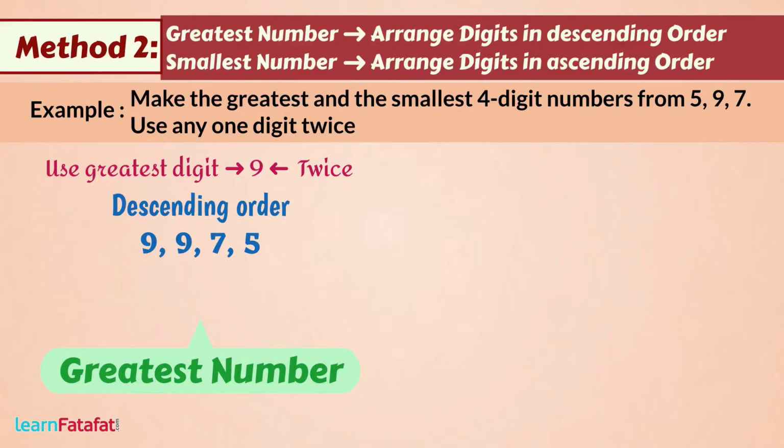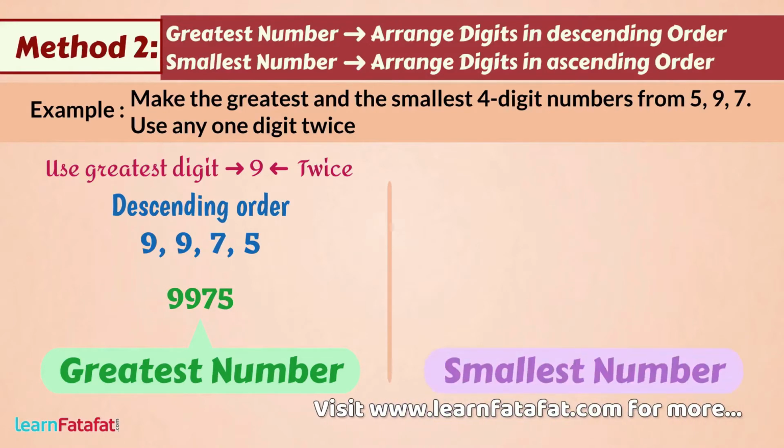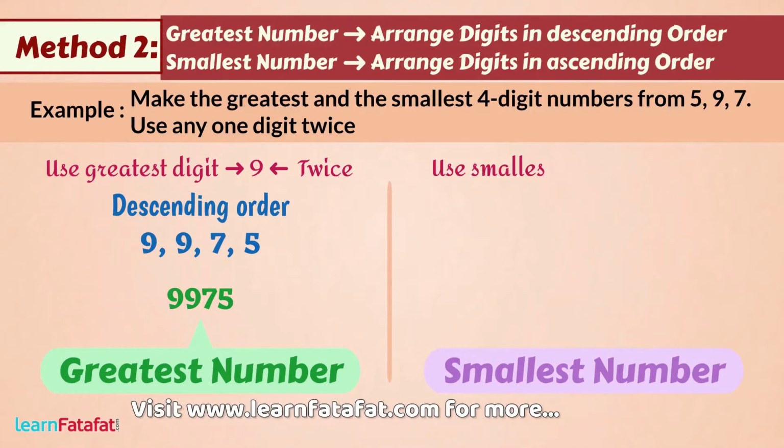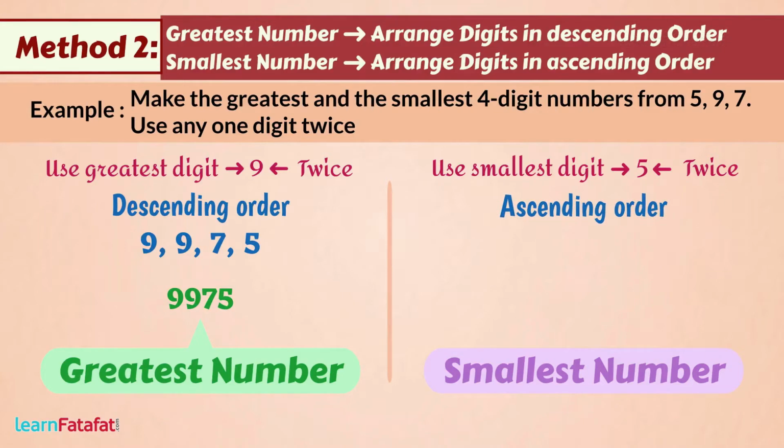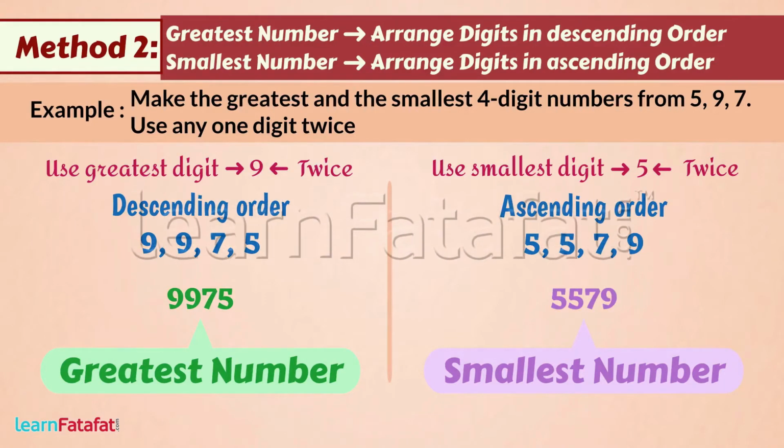So the greatest number is 9975. Let's form the smallest number. We should use the smallest digit 5 twice for forming the smallest number. Arrange the numbers in ascending order: 5, 5, 7, 9. So the smallest number is 5579.